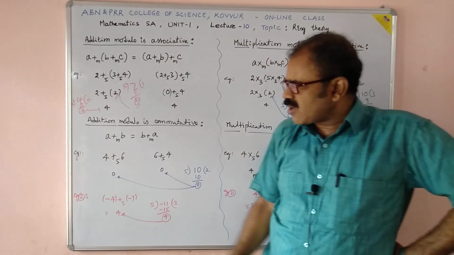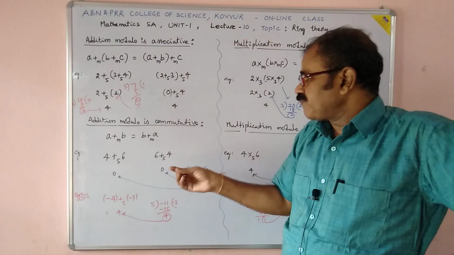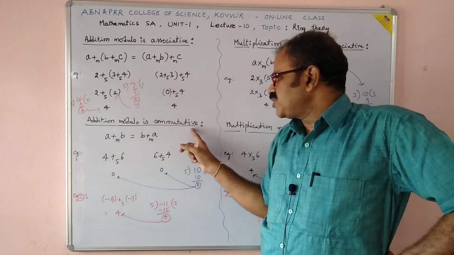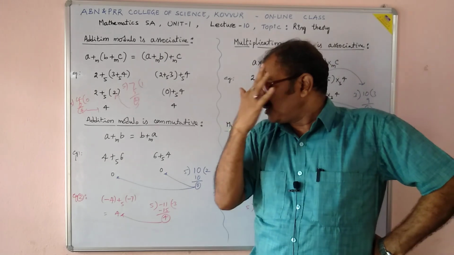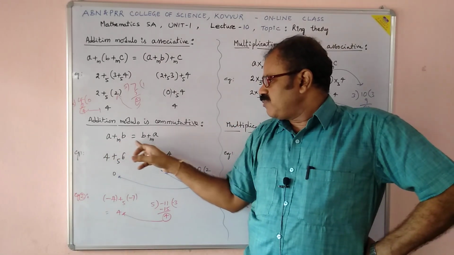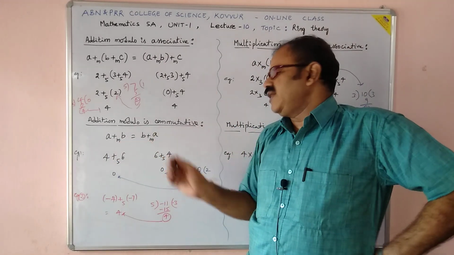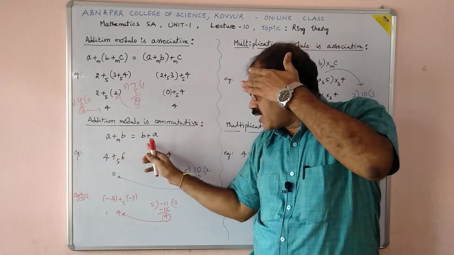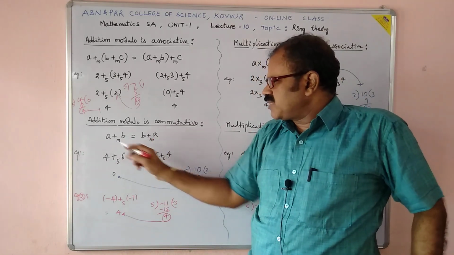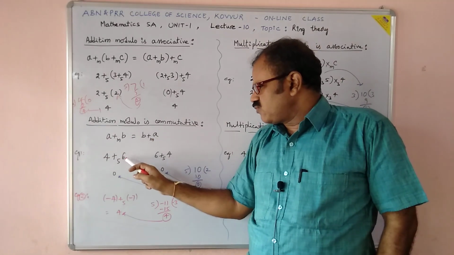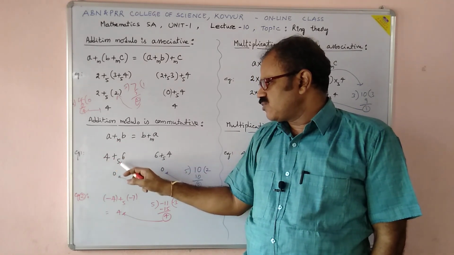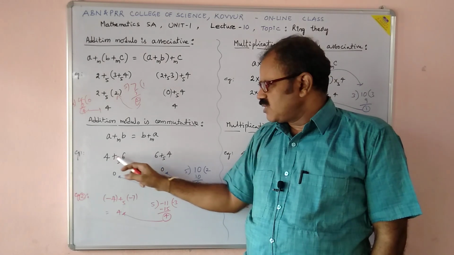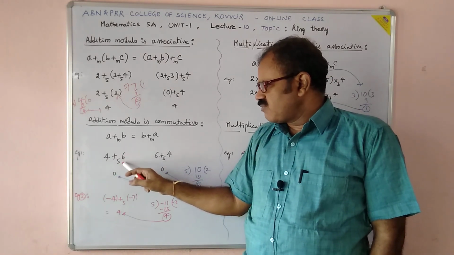Is addition modulo commutative? Let's verify. I declared that addition modulo is commutative. A addition modulo m B should be equal to B addition modulo m A. Let us say in place of A and B we shall choose 4 and 6, and in place of m, 5. 4 addition modulo 5 6. What is 4 addition modulo 5 6?